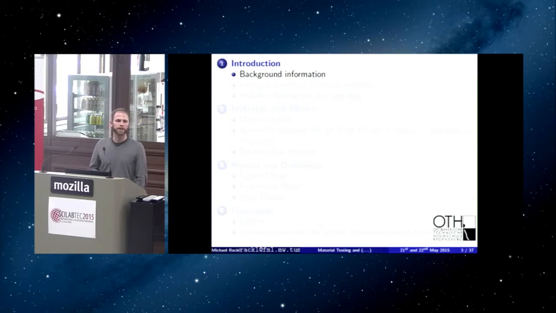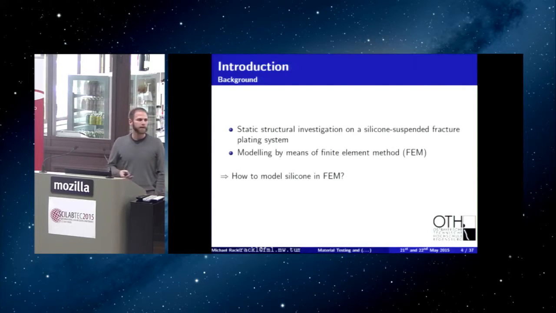So, on the background information, why did I do that? Well, the reason I did it is because I had to do a static structural investigation on a new medical device which uses silicone as a sort of suspension material, and the silicone we used was sort of rubber-like. So if you consider rubber, which has a really elastic behavior and can be deformed very largely.